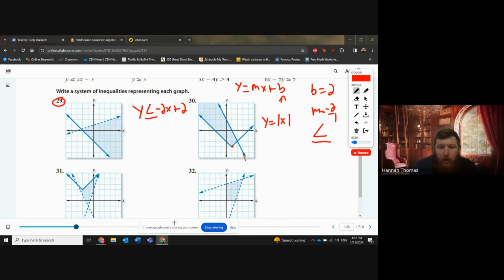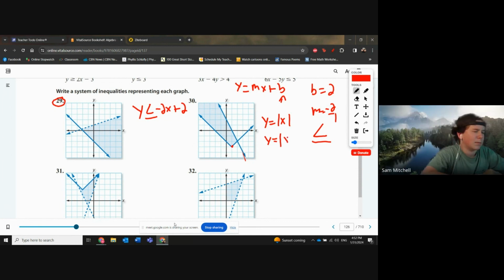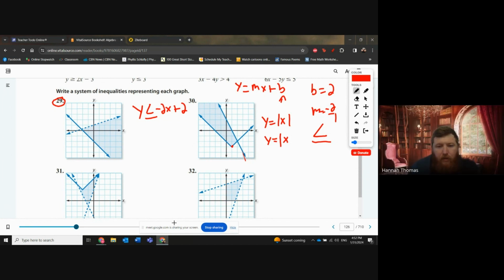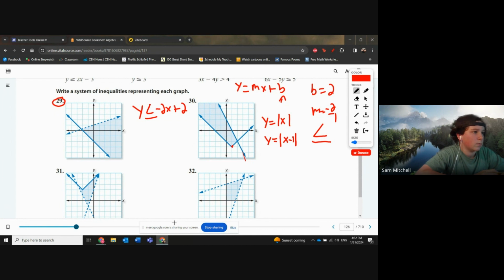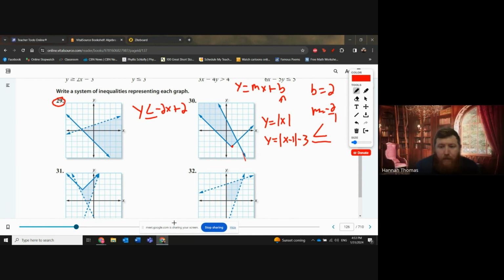Right, so it moved right one. If it moves left or right, is it inside or outside the absolute value? Left or right is inside. So if it moved right one, is it positive or negative? Negative. Right, x minus 1. And then it moved down. So that's what? -3. Yep.